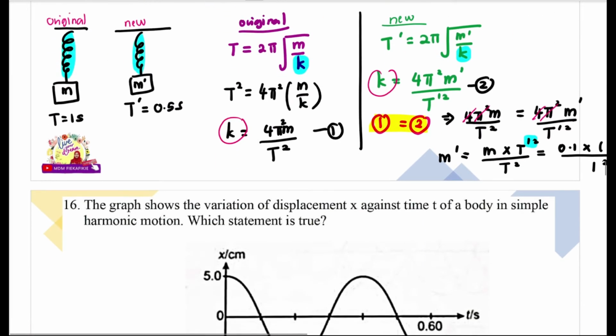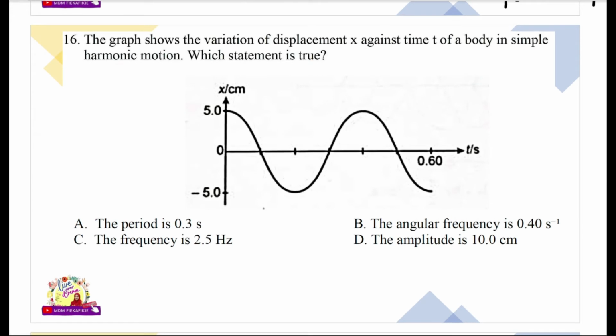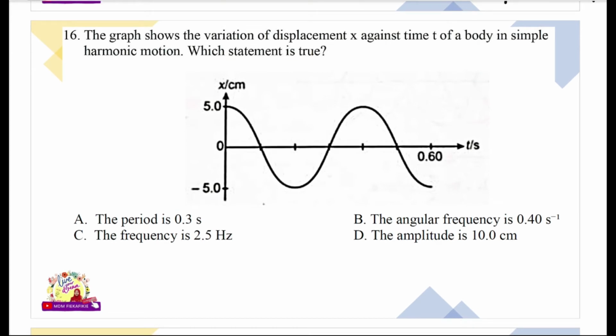And then question 16. Okay, we're still in chapter 9. So the graph shows the variation of displacement x against time t of a body in simple harmonic motion. Which statement is true? So when you get a graph, you look first. This is a graph of x against t. And for one complete oscillation, it does not give the period T. We do not have the value of T.